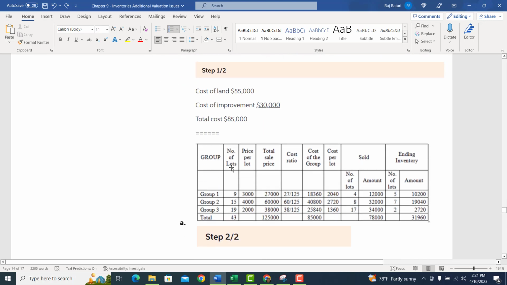And the same example over here, I have my number of lots and the price per lot. So I'm multiplying to get a total sales price, and doing a ratio. And what do I do with this ratio? How would I apply this ratio? You multiply the ratio by the cost of the group, which is given to us, and we get our cost per lots.